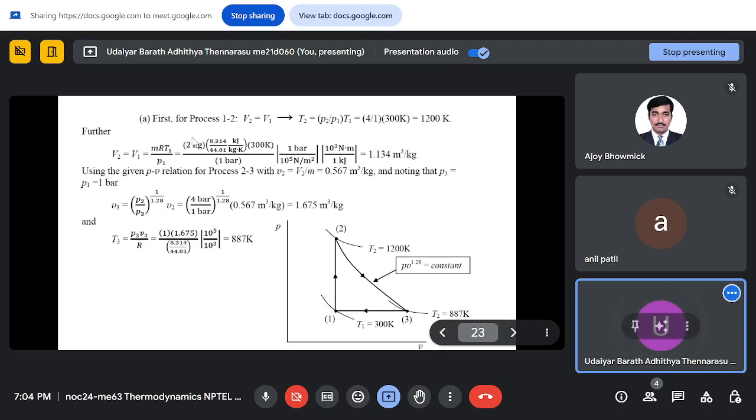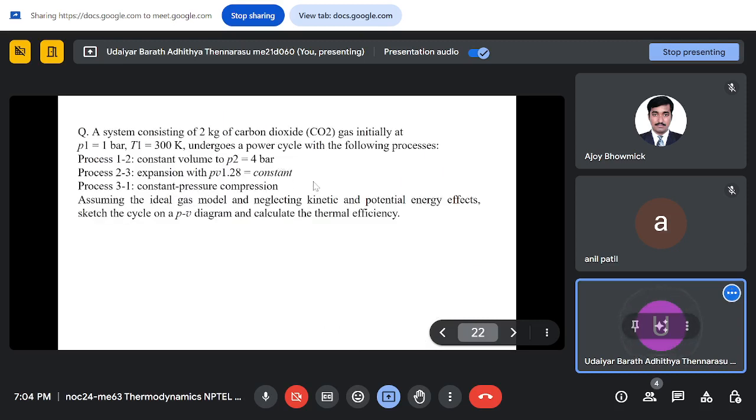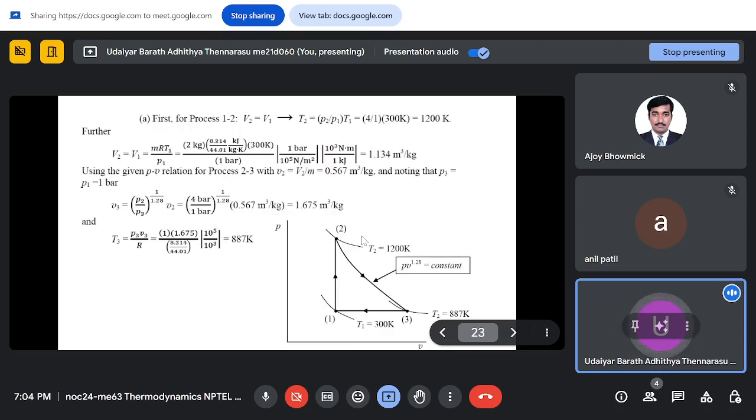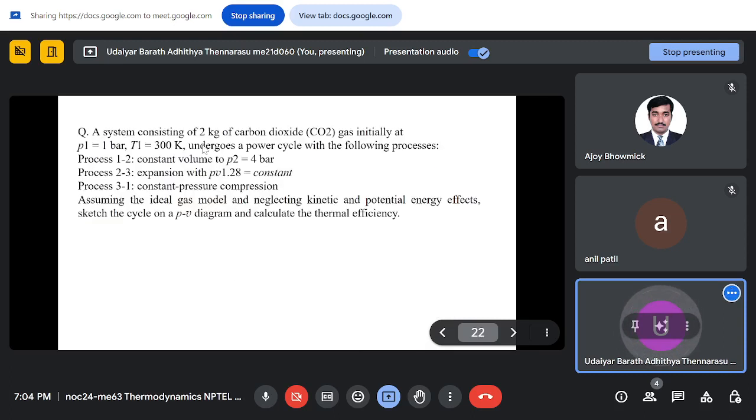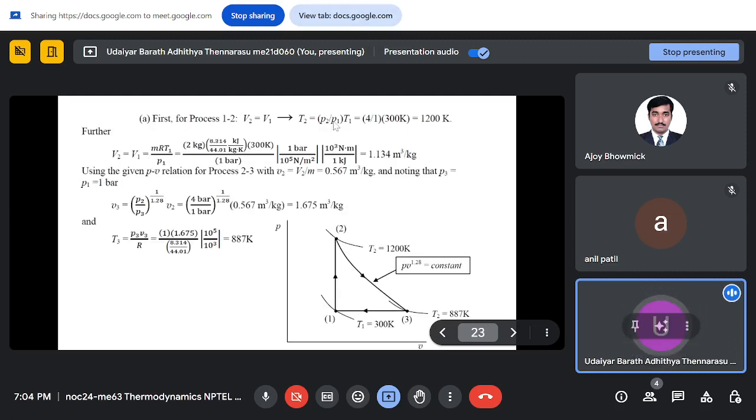Okay, so first is a constant volume process. So V2 equals V1. They have asked you to use the ideal gas assumption, so we can see that T2 by T1 equals P2 by P1, and we can find the temperature at state 2. Initial temperature is given as 300 Kelvin and 1 bar. P2 is 4 bar, P1 is 1 bar, and T1 is 300 Kelvin. Substituting that, we find temperature T2 is 1200 Kelvin.